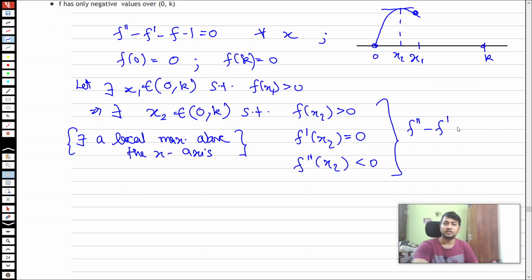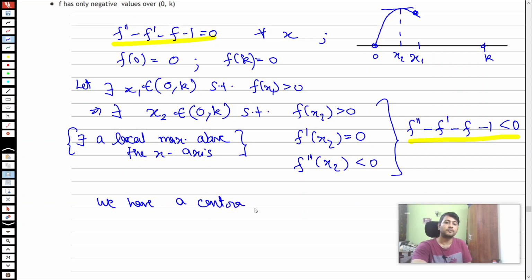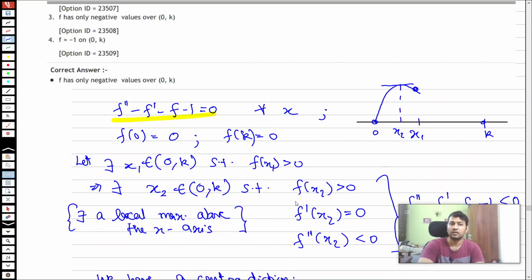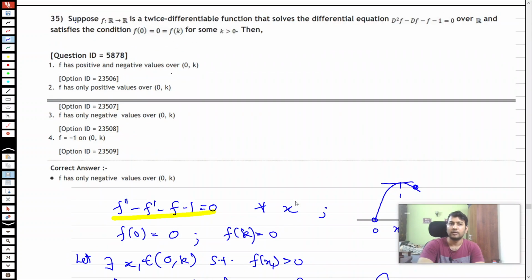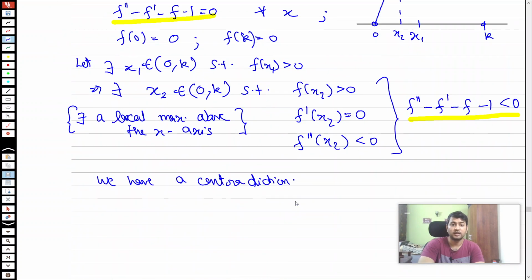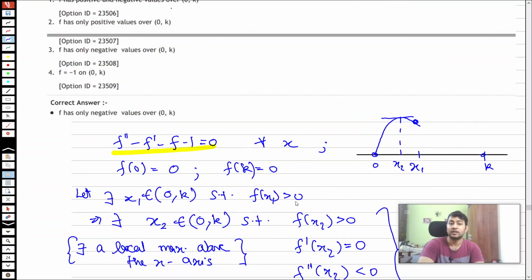f prime is 0, f is positive and there is a minus 1, so this entire thing has to be negative. So this violates the property. That's why we have a contradiction, and so we can say that this function can never take positive values.